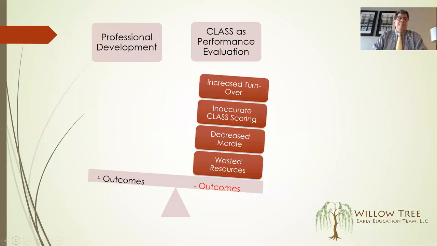Next slide. Now let's see what happens when it starts to shift over. When we start to use CLASS as a performance evaluation tool, we're starting to see increased turnover, particularly in the classroom. We're starting to see inaccurate CLASS scoring. We're seeing decreased morale, again, particularly in the classroom, but it also trickles up through the coaches and then into admin. And we're seeing wasted resources. And we'll talk a little bit more about that, about why, and about ways to fix that.